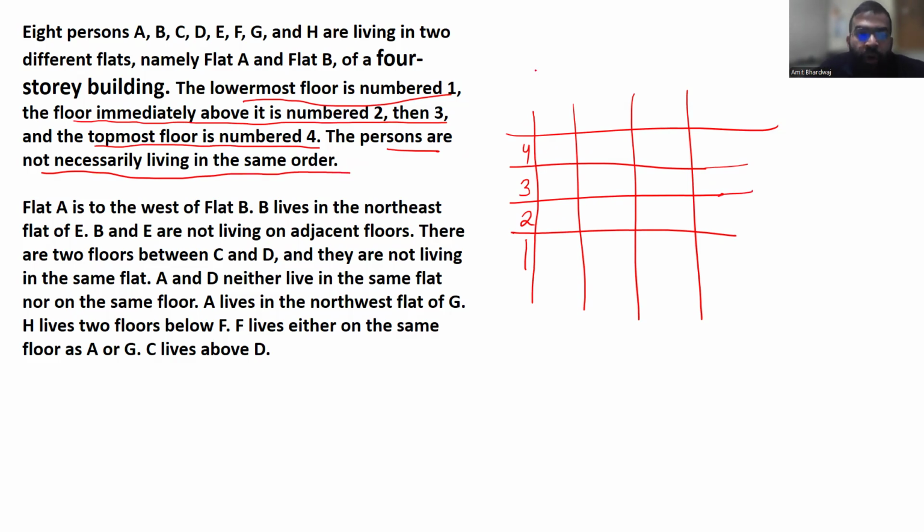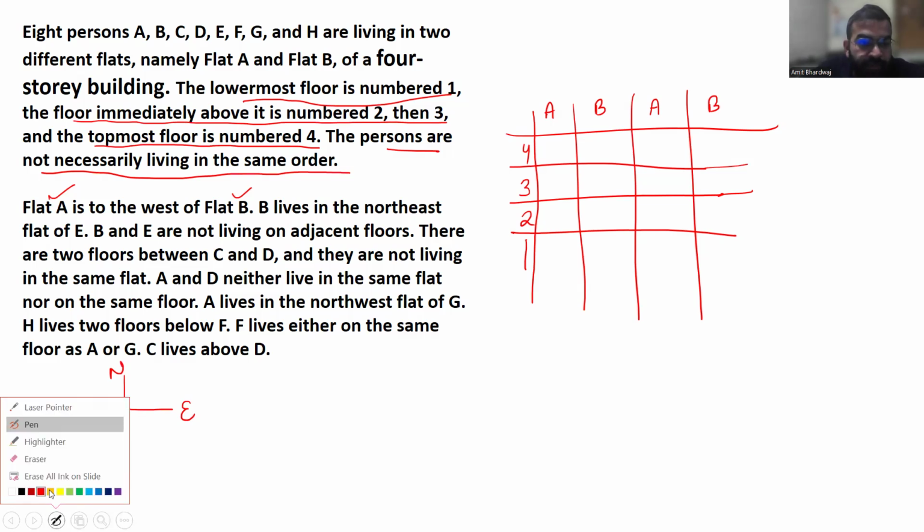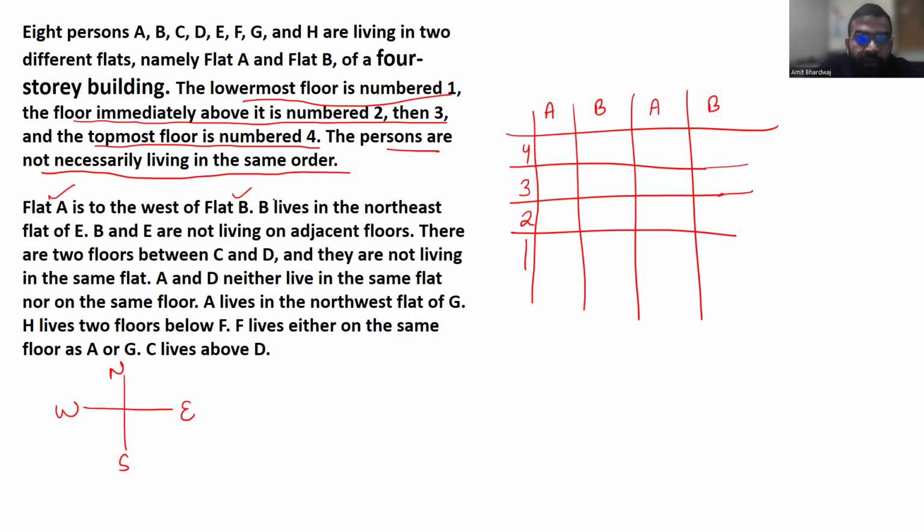Now the point given to us is, flat A is to the west of flat B. If we understand the direction reference, east, west, north, and south, then definitely flat A is to the west of flat B. This is given to us. The question basically starts from here. Analyze it properly, because it's not a formula-based question. Here we will read the information and put all of it in a sequence, as per the question.